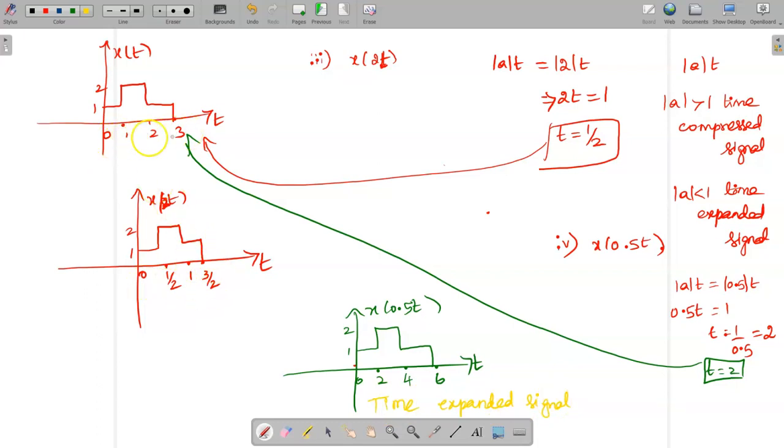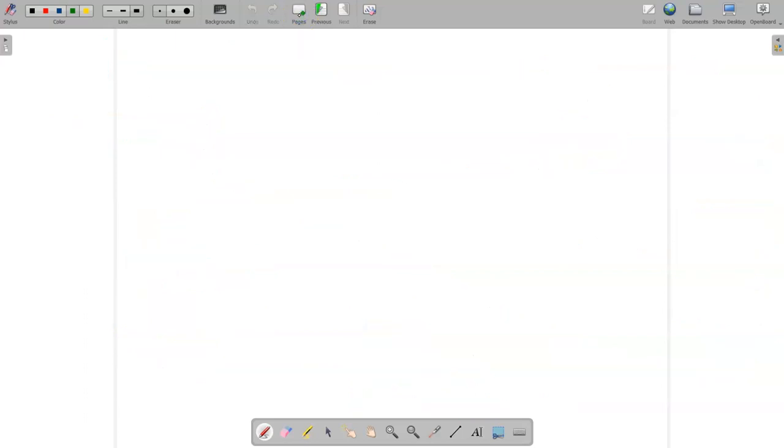Similarly here the original signal range is 0 to 3. Now it has been compressed to 0 to 3 by 2. So whenever modulus of a is greater than 1, we will be getting a time compressed signal. So this signal is a time compressed signal. Both the operations come under time scaling. So we have completed the time scaling operation. Next we will move on to the next two problems. Again the original signal we require.